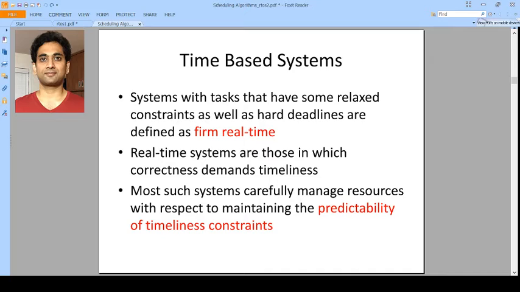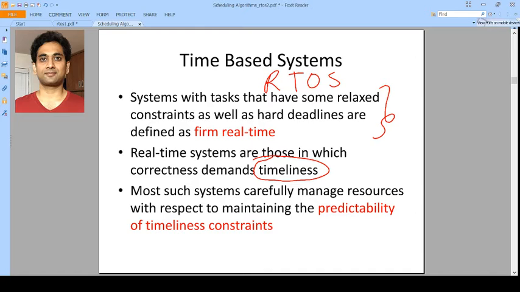Now, systems with tasks that have some relaxed constraints as well as some hard deadlines are defined as firm real-time systems. Real-time systems are those in which correctness demands timeliness. So here is the fundamental idea why timeliness is so critical to real-time operating systems. And here is the main root cause where real-time operating systems have to have a very well thought out scheduling algorithms.